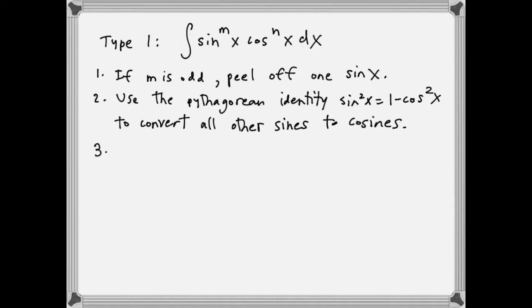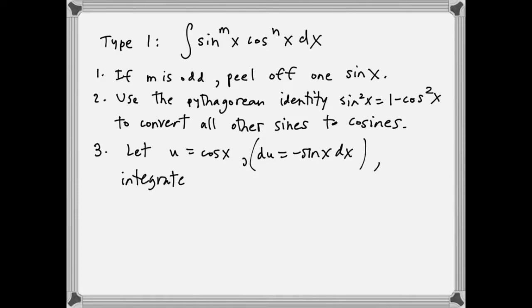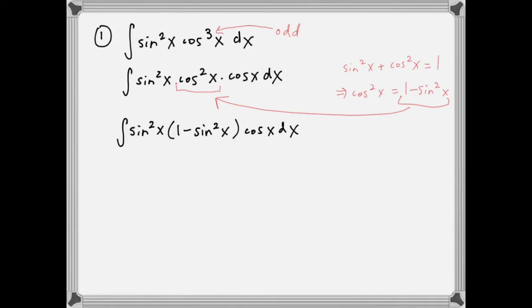Step 3, let u equal cosine x. And then du is negative sine x dx, right? And integrate. Okay, these are the steps. Now, let's go ahead and do the rest here.